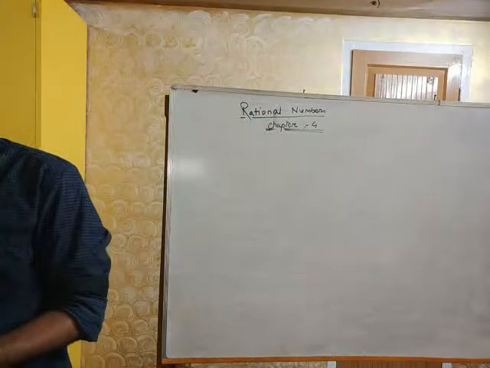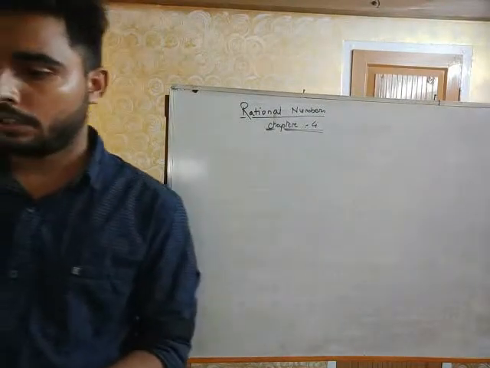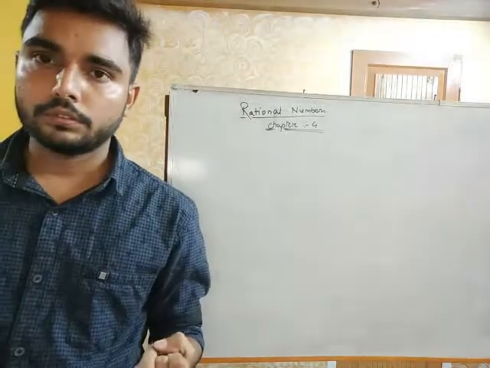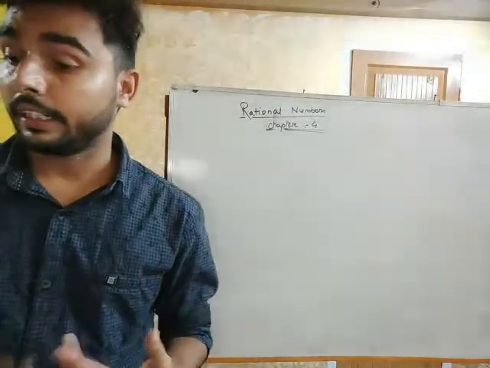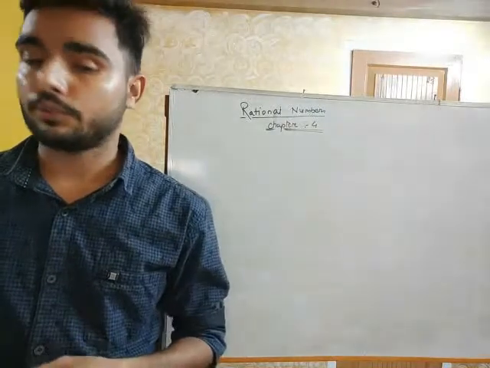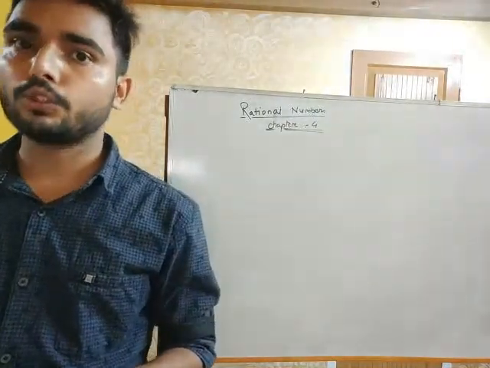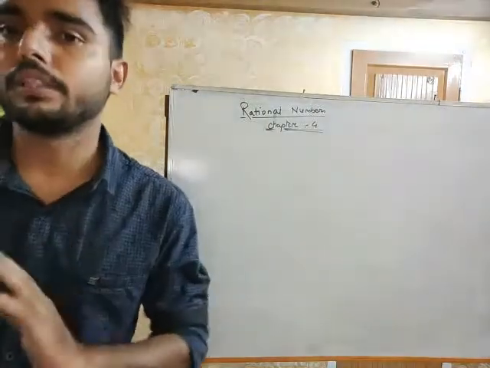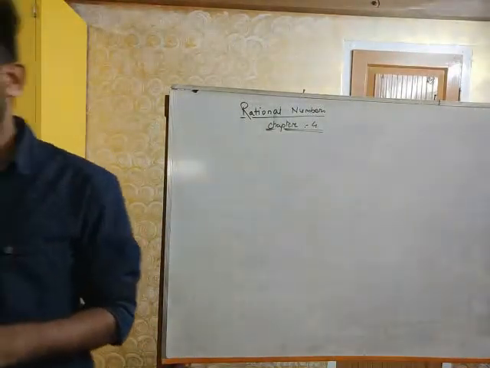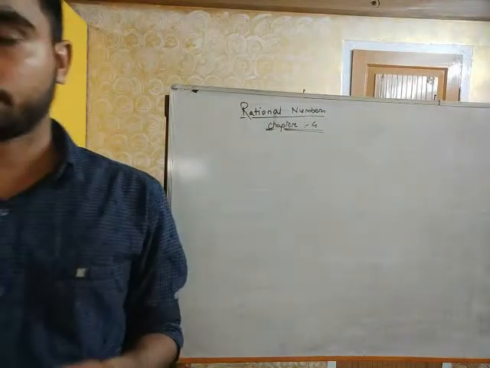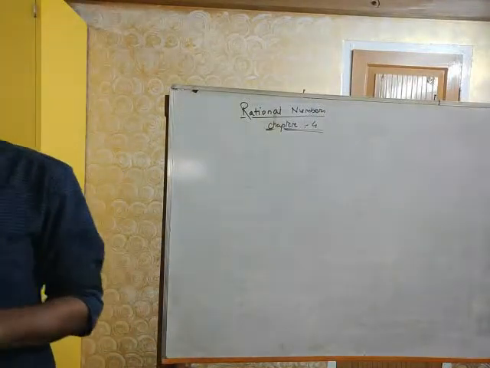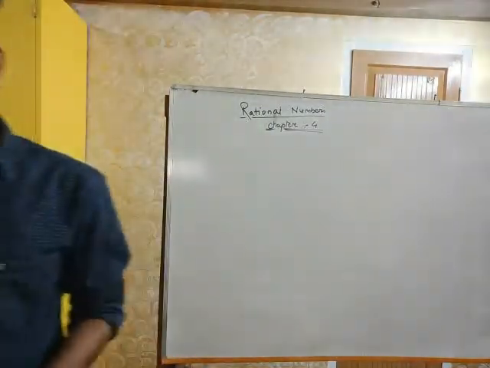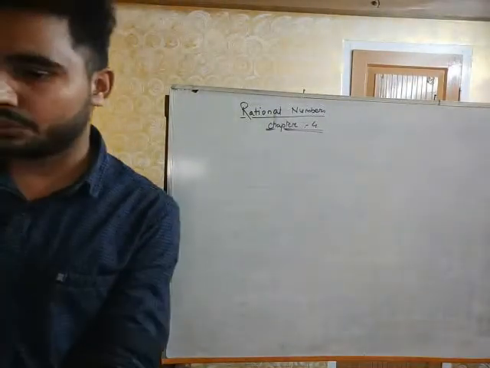So you all remember we have discussed what? Natural numbers, then whole numbers, integers, then fractions also. Chapter number 2 was fractions only. So rational numbers and fractions are a bit similar. There are little differences which I'm going to speak about here.